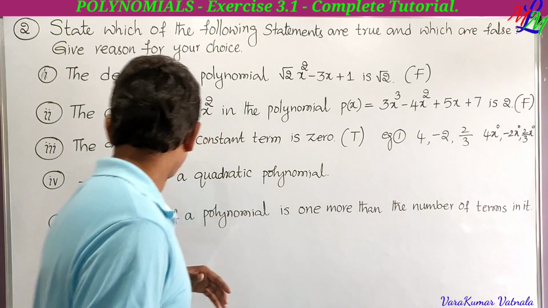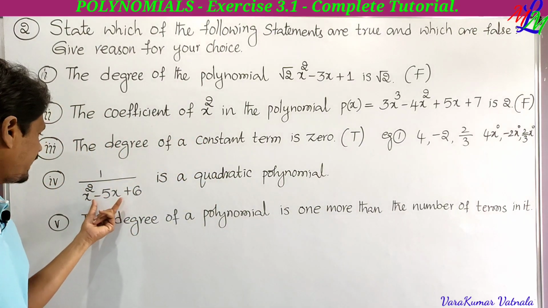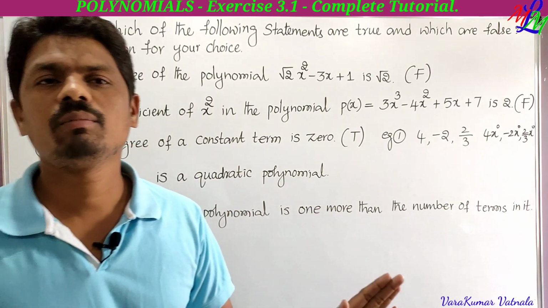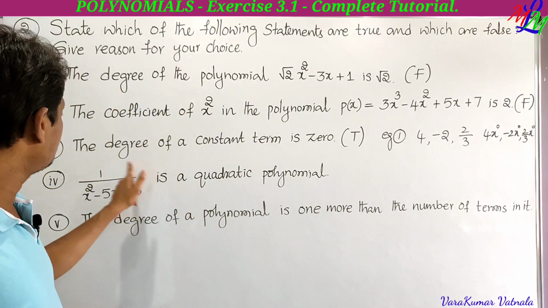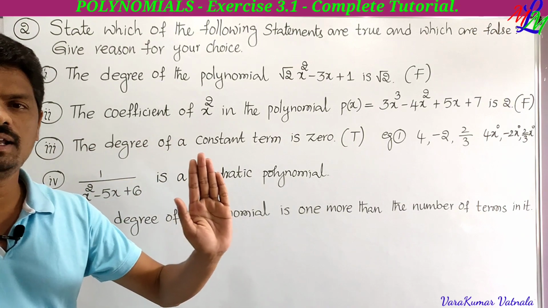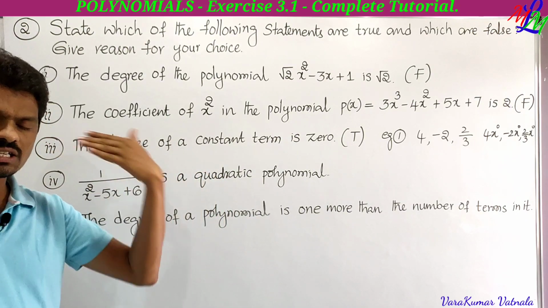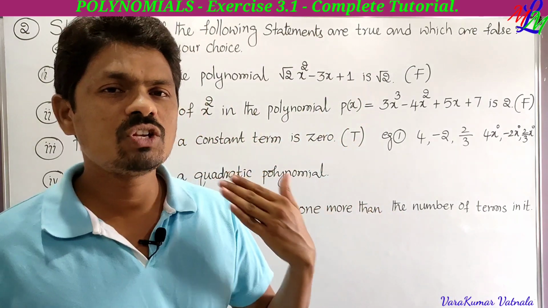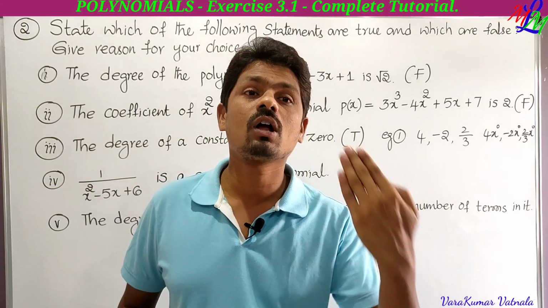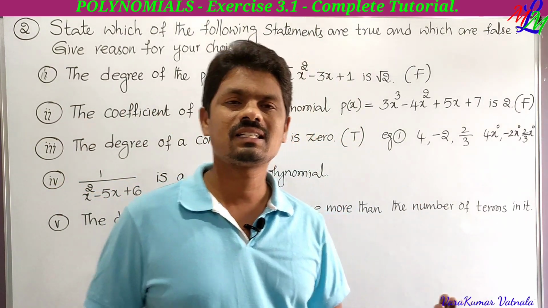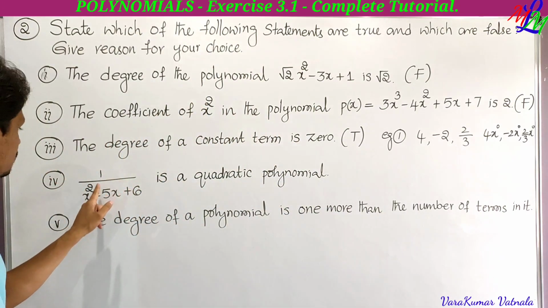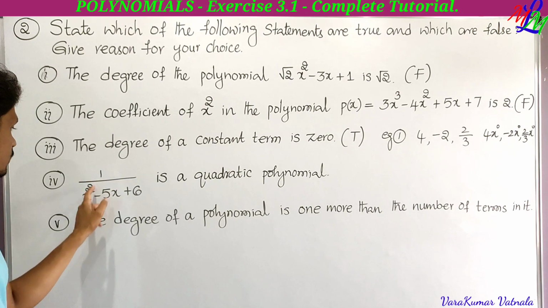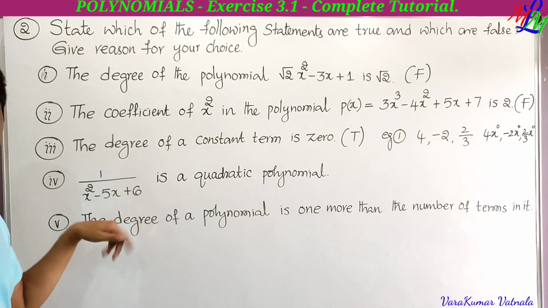So next, fourth one, 1 by x square minus 5x plus 6 is a quadratic polynomial. So here it is not at all a polynomial. What is the definition of a polynomial? An algebraic expression in which the powers of the variables are non-negative integers. But here the powers of the variables are negative integers. So here x to the power -2, x to the power -1.